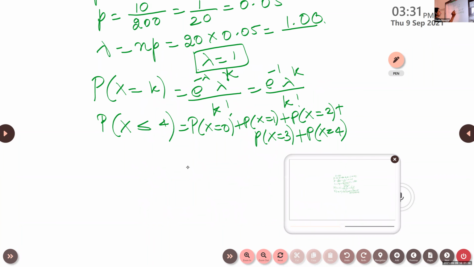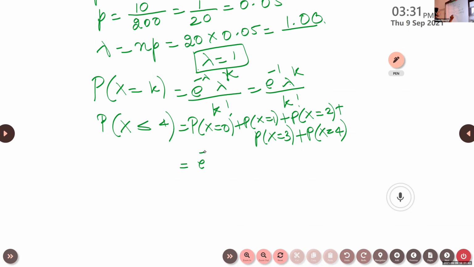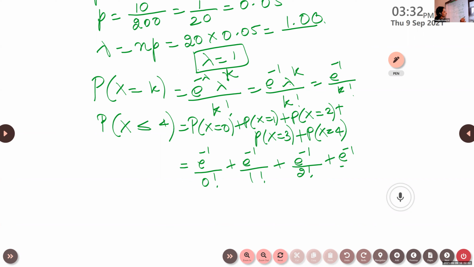When x is 0, what will you get? Lambda is 1. So e raised to minus 1, 1 raised to k, so e raised to minus 1 by k factorial is enough, isn't it? So k is 0 means 0 factorial, plus e raised to minus 1 by 1 factorial, plus e raised to minus 1 by 2 factorial, plus e raised to minus 1 by 3 factorial, 4 factorial. From all these, we can take e raised to minus 1 outside. So 1 by 1 plus 1 by 1 plus 1 by 2.